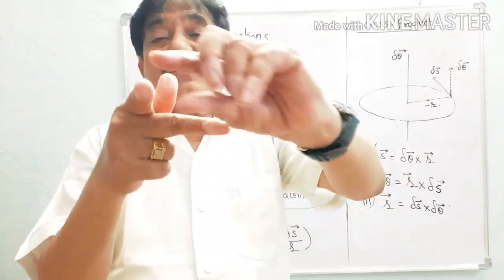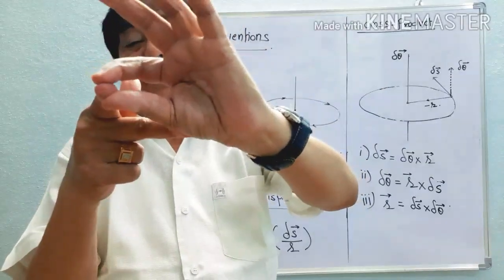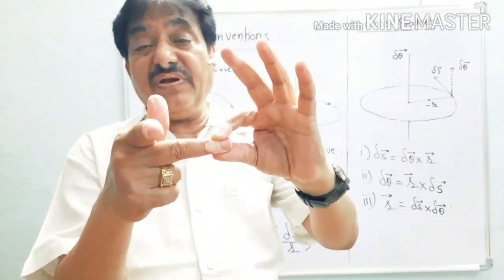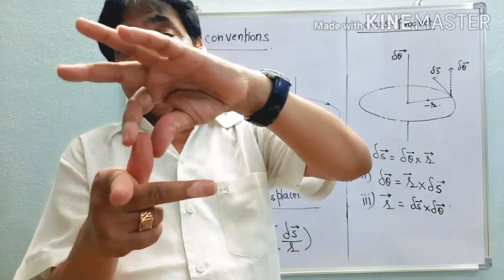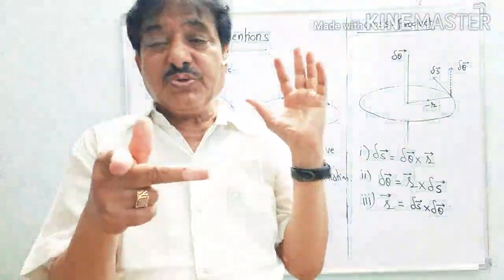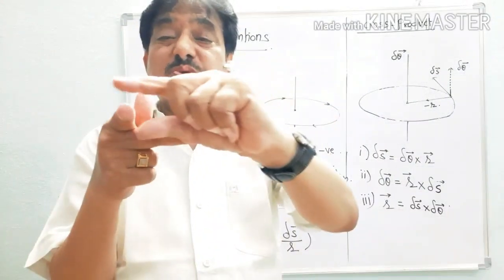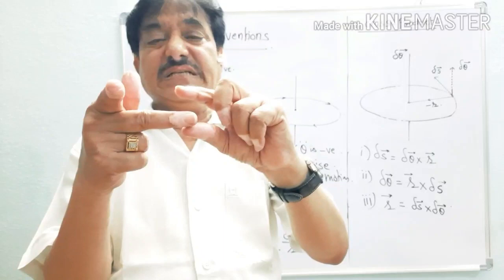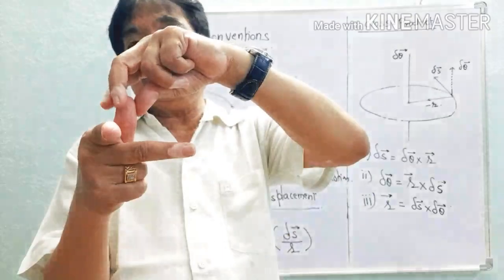So let us say this is vector ds along the forefinger, this is vector minus r along the middle finger, and this is vector d theta along the direction of the thumb. So how is this right-hand rule implemented? This is the first vector in the cross product, this is the second vector in the cross product, and this is the resultant vector.